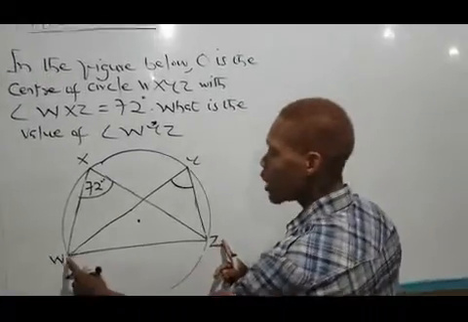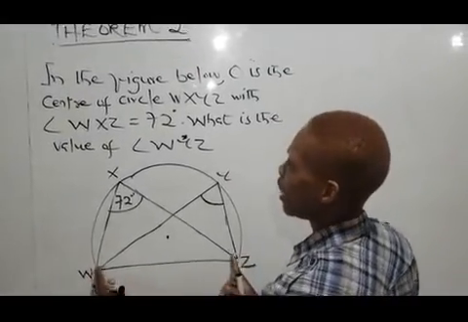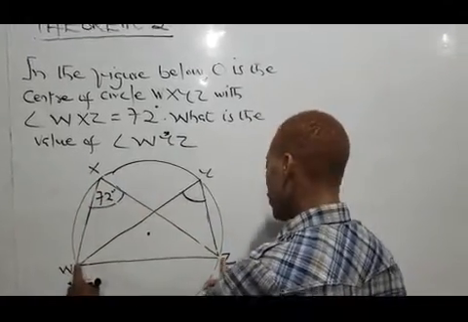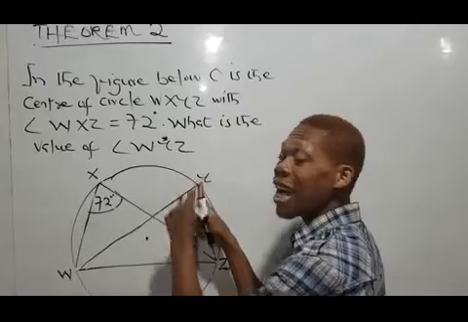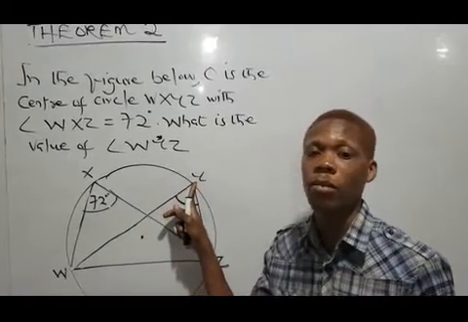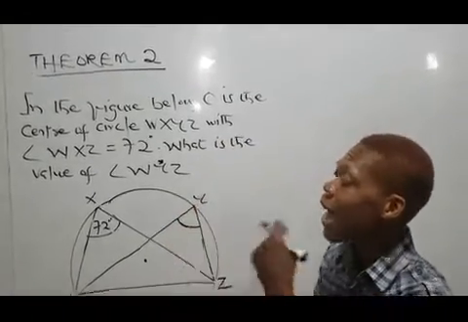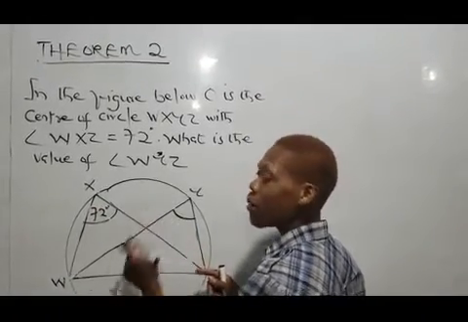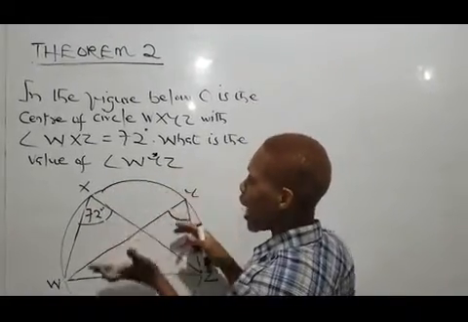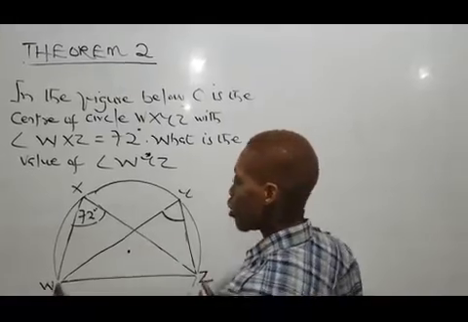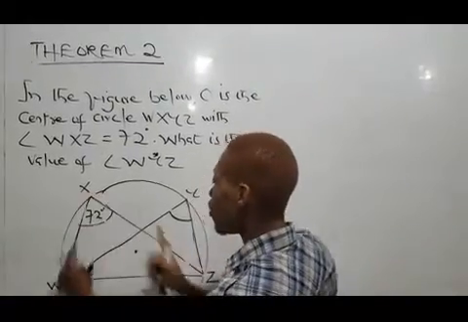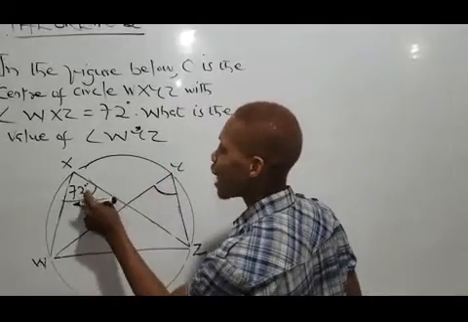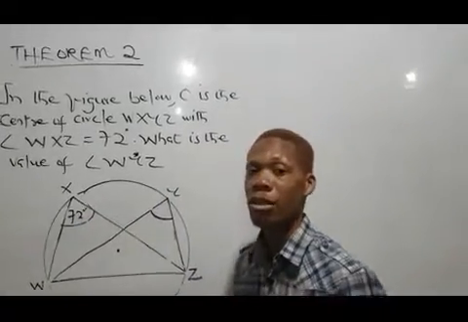One chord called WZ. This WZ here is subtending angle X at the circumference, and the same WZ is subtending angle Y also at the circumference. Theorem 2 is saying that the angle that a chord will subtend at the circumference in the same segment. You realize that all these angles here are in the major segment. So WZ is subtending X at the circumference. The same WZ subtends Y at the circumference. So it means that this angle here is equal to this angle.